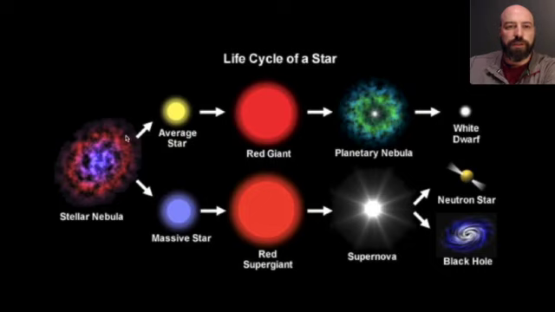Now, notice there are two paths. There's the top path and the bottom path. The main difference of whether a star travels on the top path or the bottom path is how much mass it has. The top are average stars, the bottom is a more massive star. Today we'll be talking about up to the red giant stage.